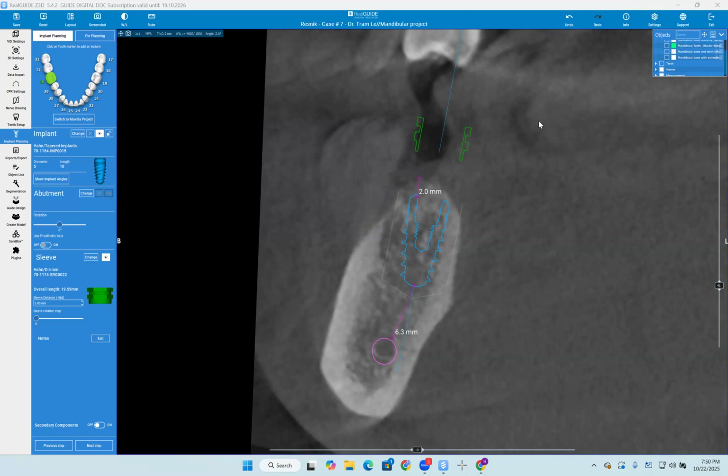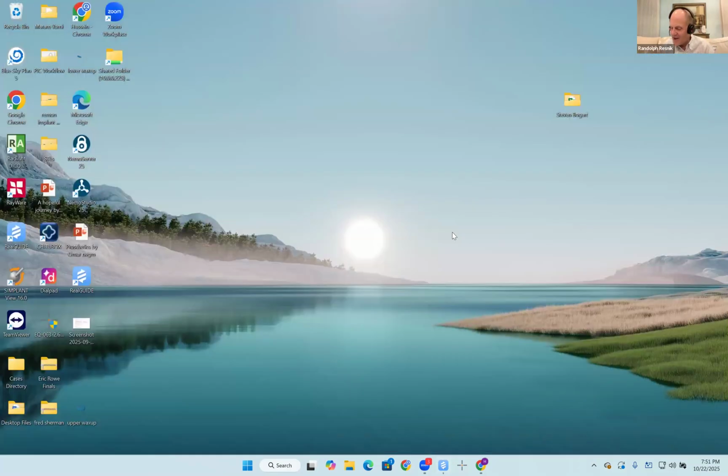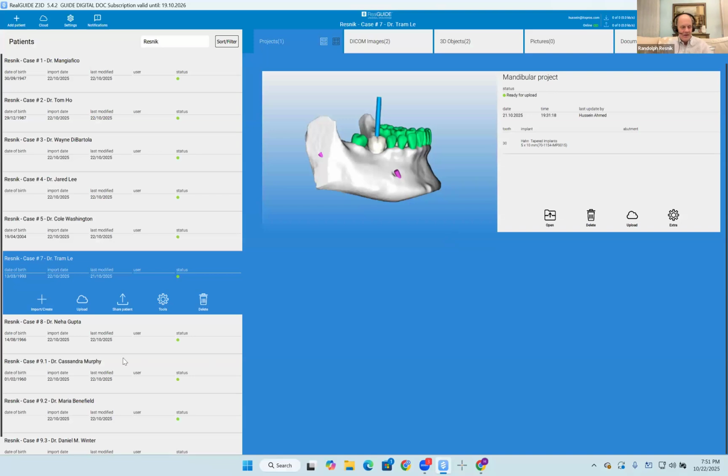So would it be safer to do a guided for this one? Yes, at least I would just do a pilot guide, Doc. You remember a pilot guide. It will give you the trajectory, the depth, mesial, distal, buccal, lingual, and then do it freehand from there. You're good. Okay. Yeah. Thank you. Take care.